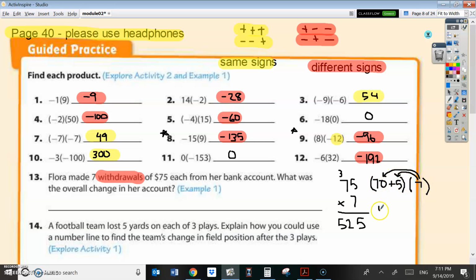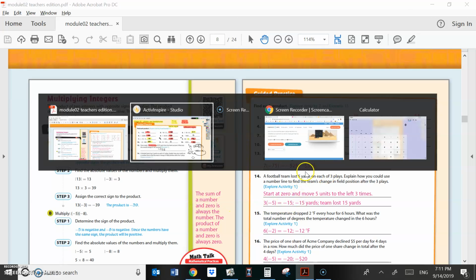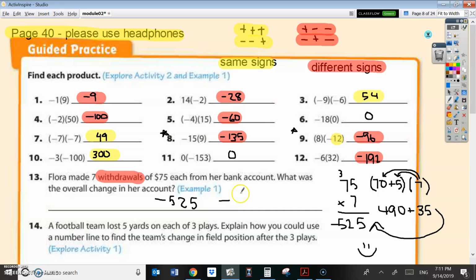7 times 7 is 49. Put a 0 with it. 7 times 5 is 35. Does that equal that? Yes, it does. But remember, it's negative. Negative 525. Let's check that. Negative 525. Oh, we forgot the money. Make it negative $525.